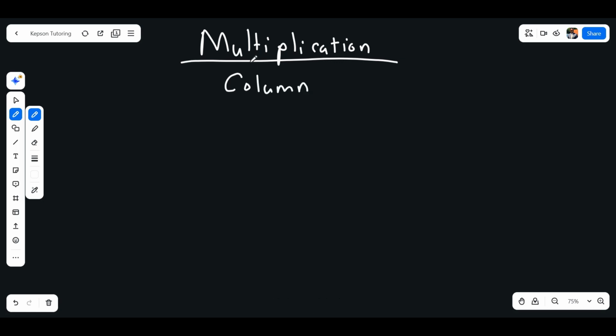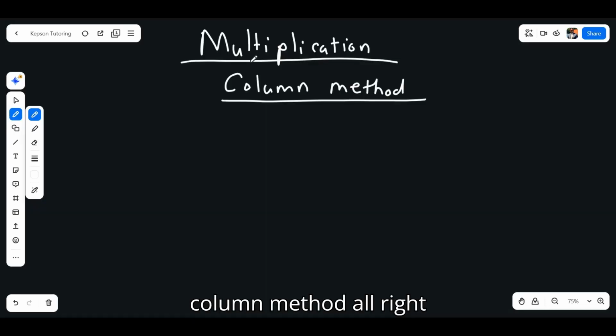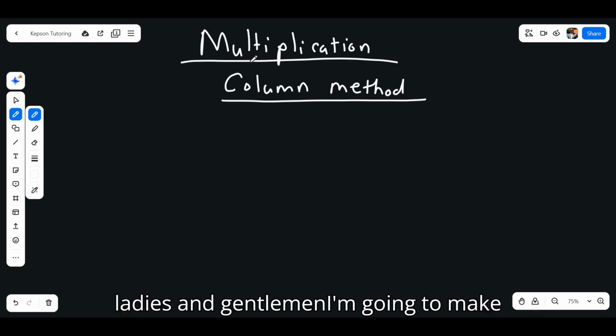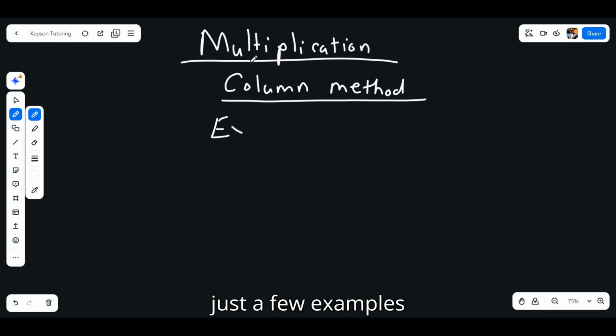Column method. All right, ladies and gentlemen, I'm going to make just a few examples.